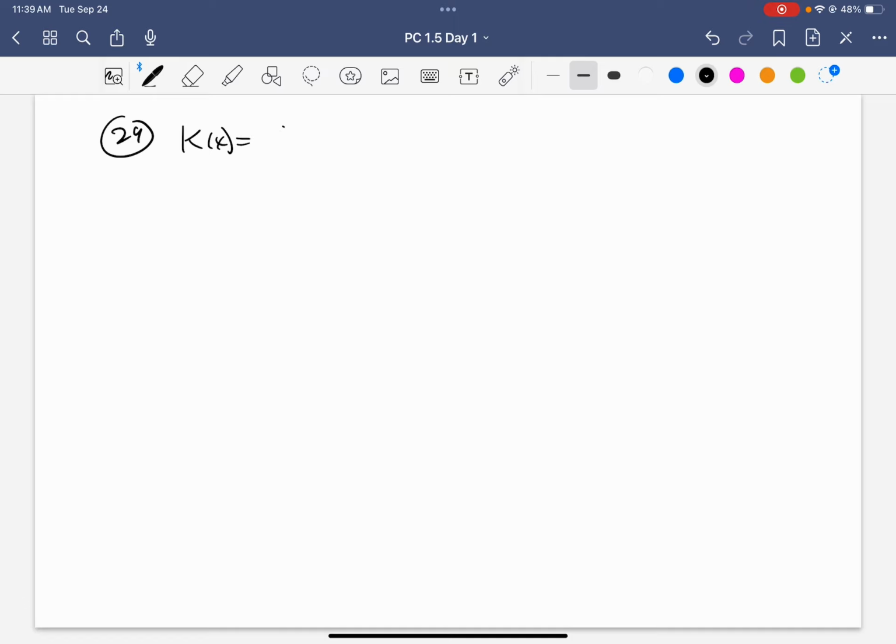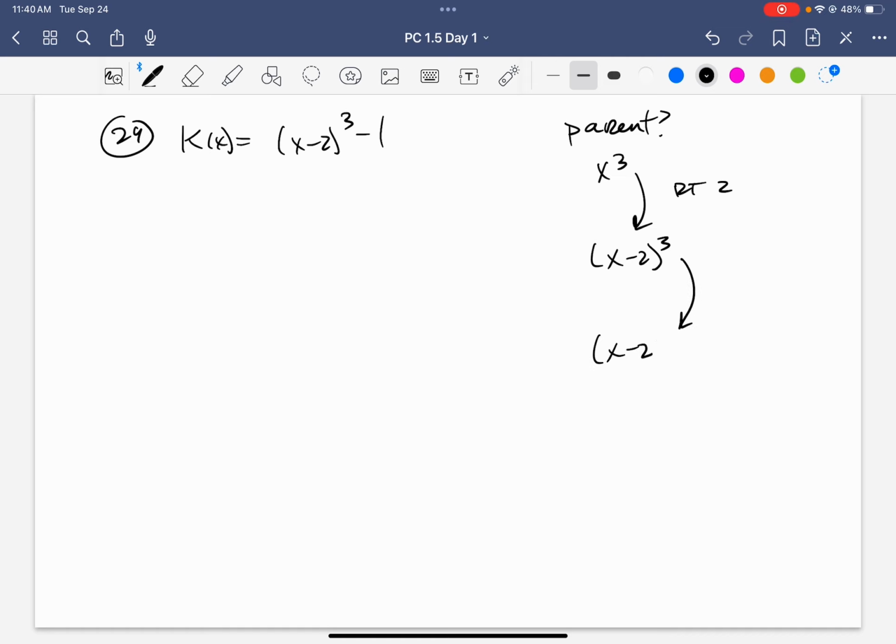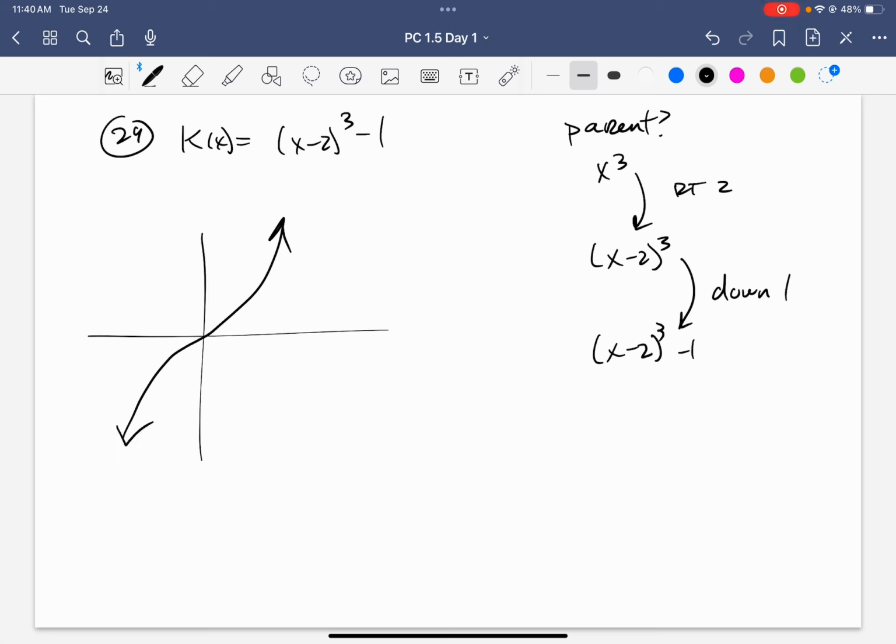Let's look at 29. 29 is k of x is equal to x minus 2 cubed minus 1. First thing I say is what is the parent function? And that parent function is x cubed. First thing that happened was I moved it to the right 2. And then the next thing that happened was I moved it down 1. So I know what x cubed looks like because I have it memorized.